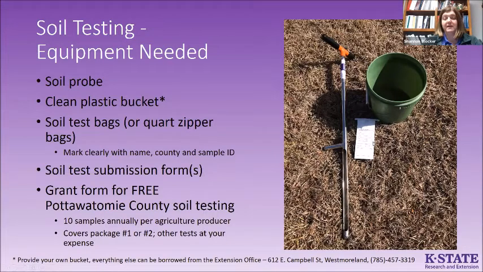I also recommend that you write your name, at least the county, and sample ID. Those three things need to be marked clearly on every bag that you have, and then do that before you open it up and put the soil in it. The submission form and the grant form that applies for Pottawatomie County can be obtained at a later time, but all of these things, except for the bucket, can be borrowed or used from the Extension office.